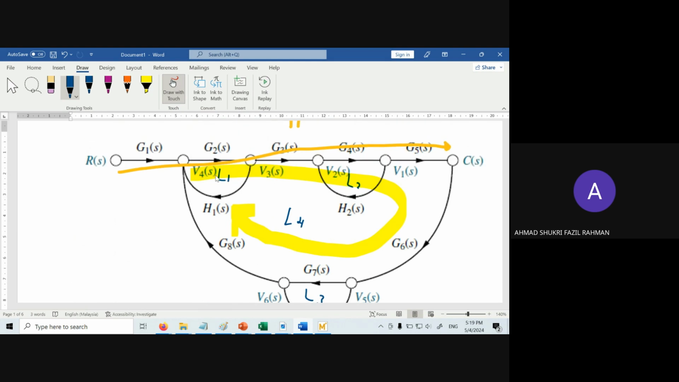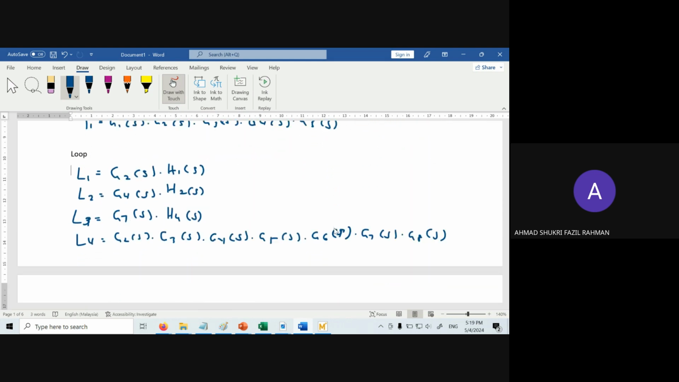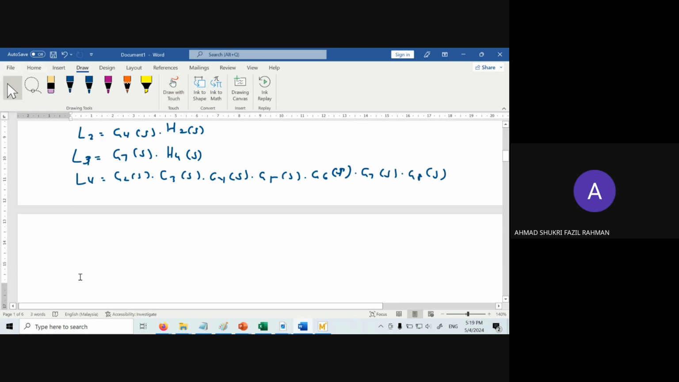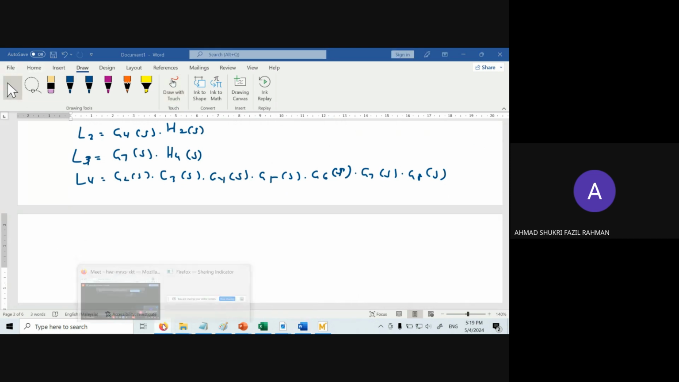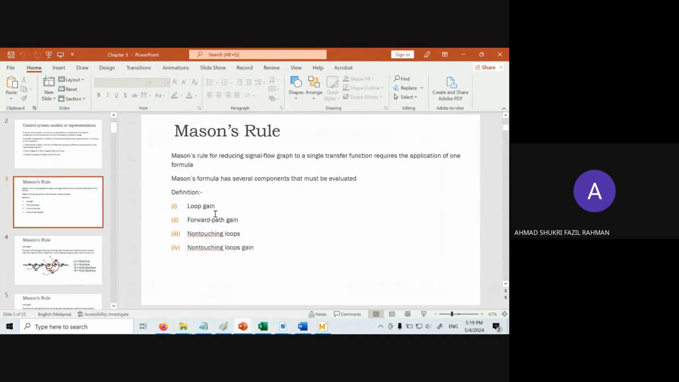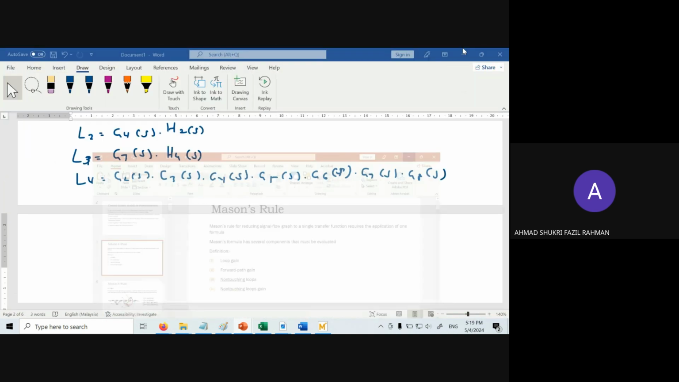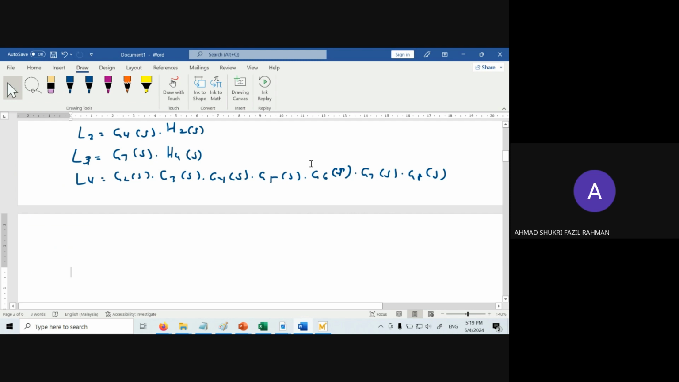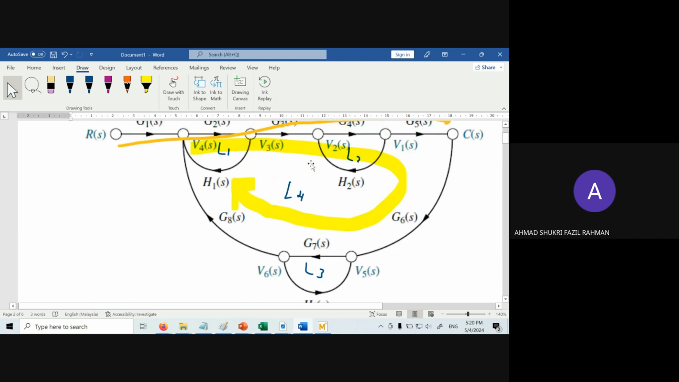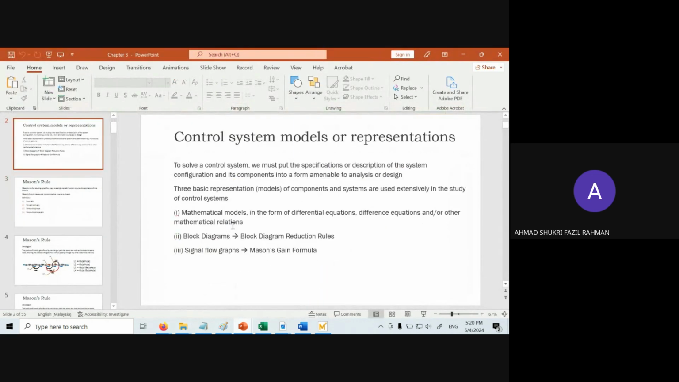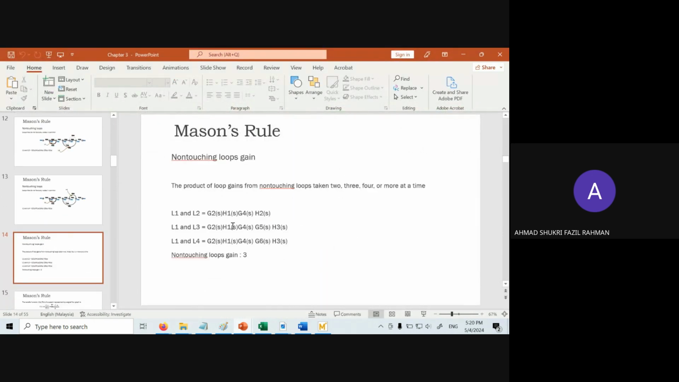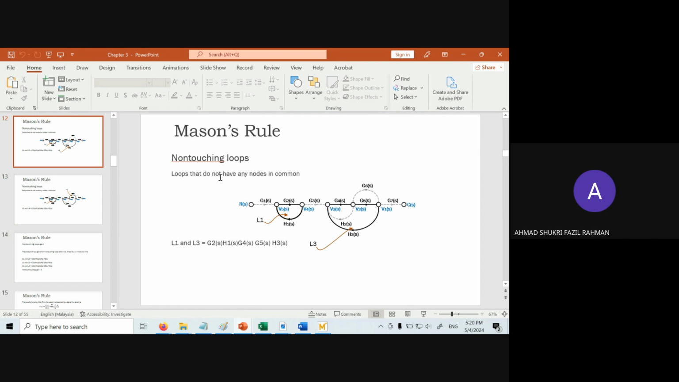So this concludes the number of single loops. You can see, these are the single loops. And then from here we go for non-touching loops, starting with two non-touching loops. What are two non-touching loops? I think I already explained, so no worries. We go back. Non-touching loops are loops that do not have any node in common. This means that they do not share the same path.